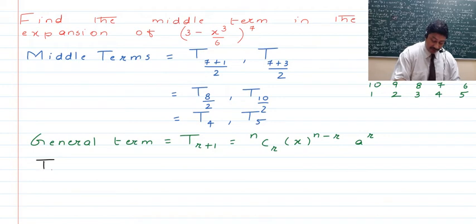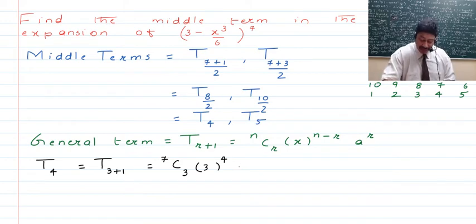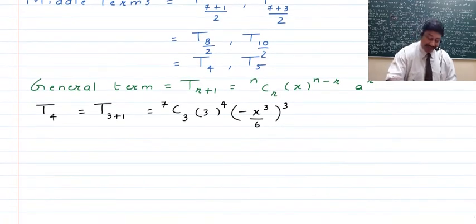So if we talk about t4, children, obviously that can be written as t3 plus 1, right? And t3 plus 1 is going to become equal to n, which is 7 here, C3 times x, which is the first term, that is 3, raised to the power 7 minus 3, that is 4, multiplied with the second term, minus x cube upon 6, whole raised to the power 3, the number in the suffix.